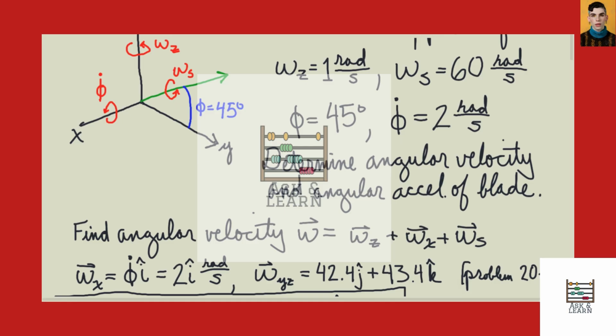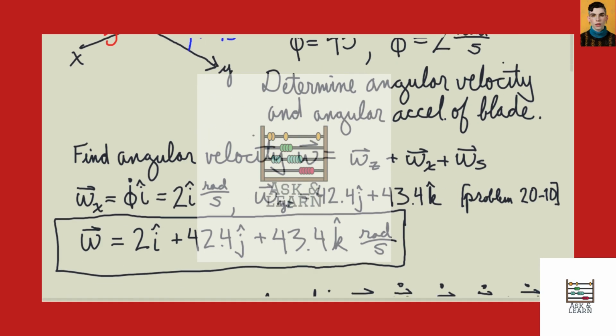We're going to use the right-hand rule to determine that the counterclockwise rotation about the x-axis has a corresponding angular velocity vector that points along the positive x-axis. So for our vector component here, for the vector omega x, we have 2 times unit vector i radians per second, and that value is positive. It's pointing in the positive x direction.